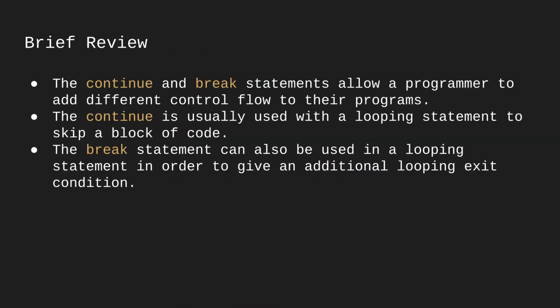So a brief review of what continue and break do. They allow us to control the flow of a program. Continue is usually used with a loop statement in order to skip a block of code. The break statement can also be used inside of a looping statement, but we've seen it used other places. Again, these don't have to be inside of looping statements, but you will often see them inside of those to short circuit a particular process.